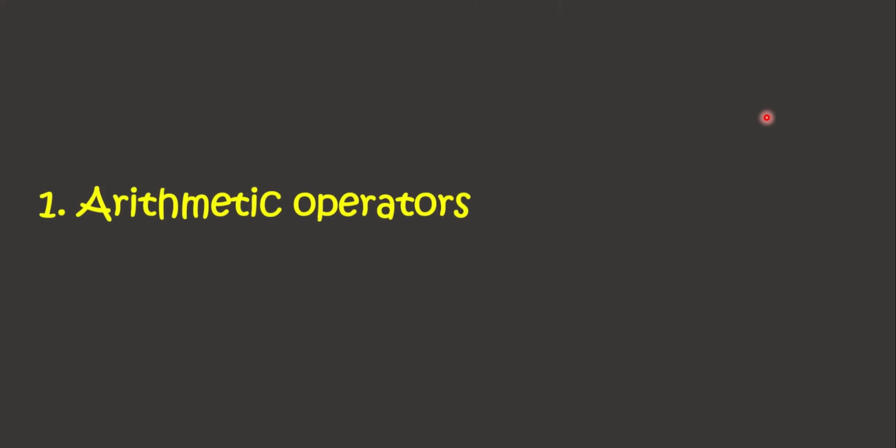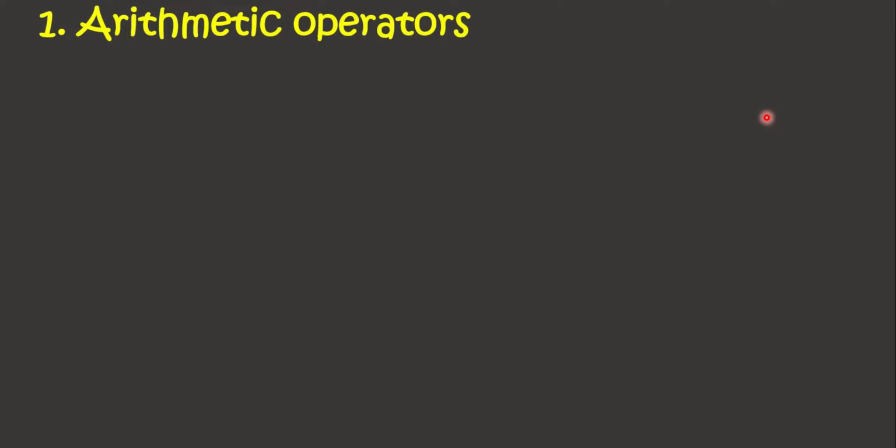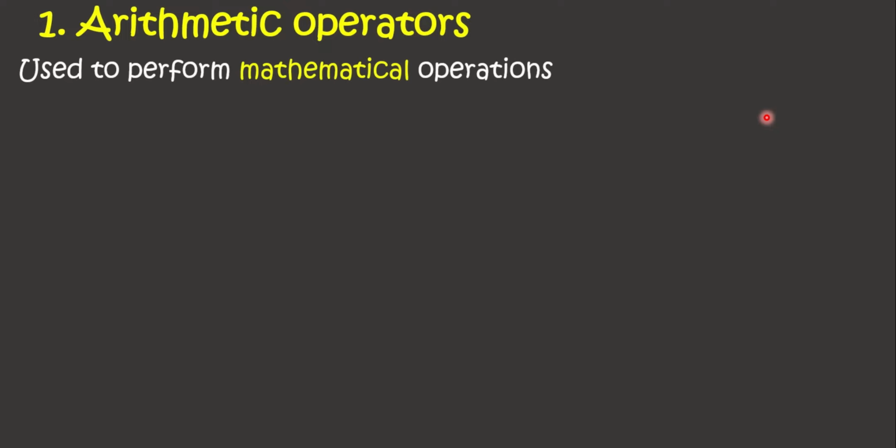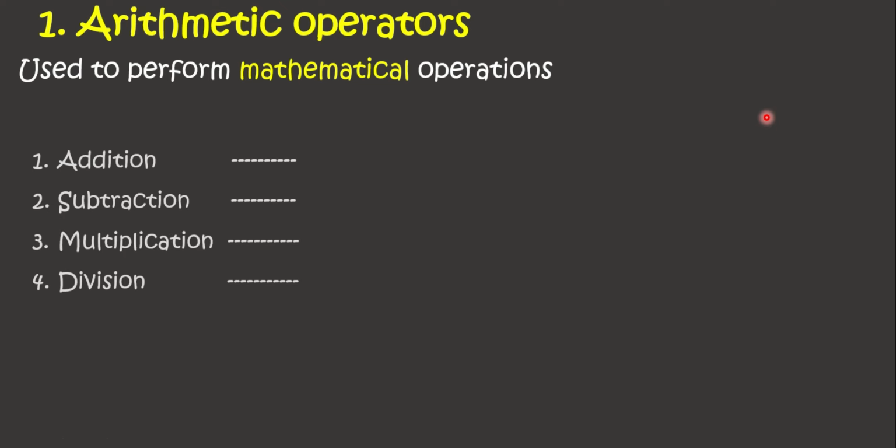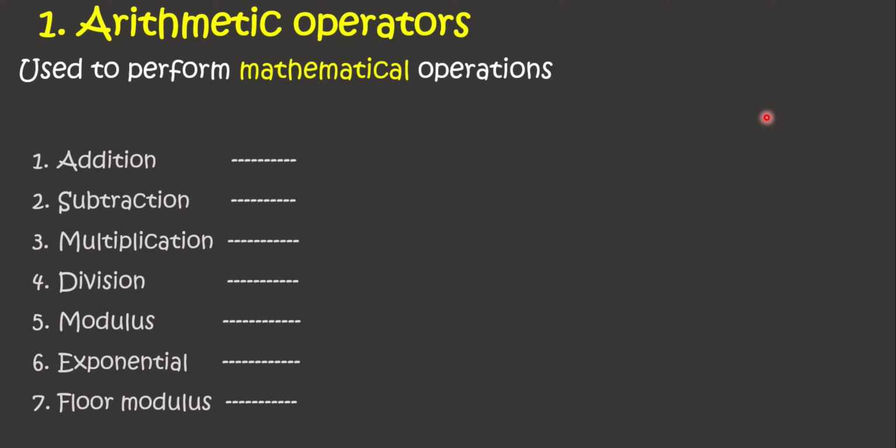So the very first operator is the arithmetic operator. It is used to perform basic arithmetic, or you could say mathematical operations. Addition is an example of an arithmetic operation. Then we have subtraction, multiplication, division, modulus, exponential, and then floor division. So let us have an example of all of these. And if you don't know about modulus and floor division, I will be teaching you in this very video.